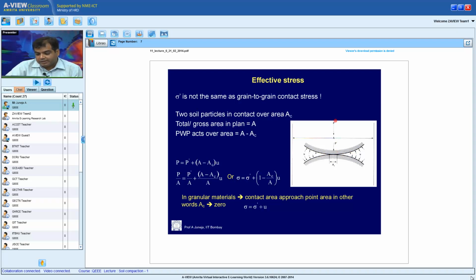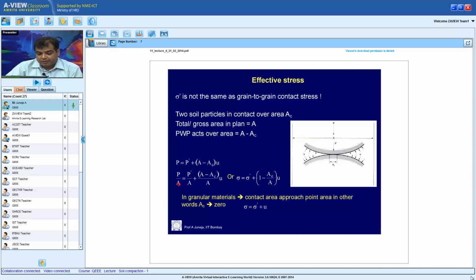So just to put it in English, we are looking at equilibrium of force: the left hand side, capital P, should be equal to the force which is transmitted through the particles, which is P prime, plus the force which is transmitted through the water. So if u is the pore water pressure, this times the area. The area is total area minus AC, the area of the contact. Okay, so the first equation is pretty much straightforward. If I divide both left and right side by capital A, I get P by capital A equals P prime by capital A plus (A minus AC) by capital A times u.